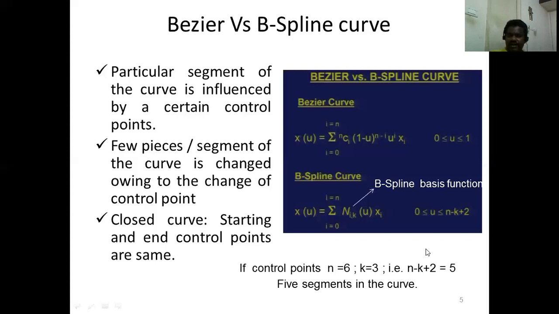This expression you have to remember: x of u is equal to the summation of i equal to 0 to n of N i,k of u times x i. Here x i is the control point position, and N i,k is the B-spline basis function. You have to remember this expression for the B-spline curve. Here u will be varying from 0 to n minus k plus 2, which is the number of segments. If you have 5 segments, it will be going from 0 to 4. Likewise, this value refers to the number of segments in the curve.